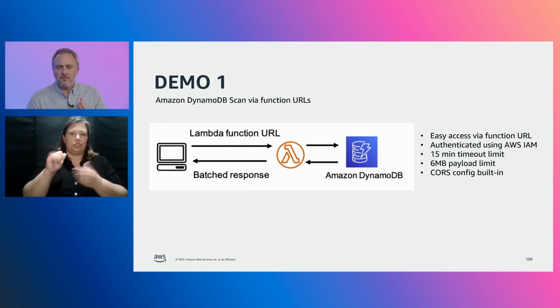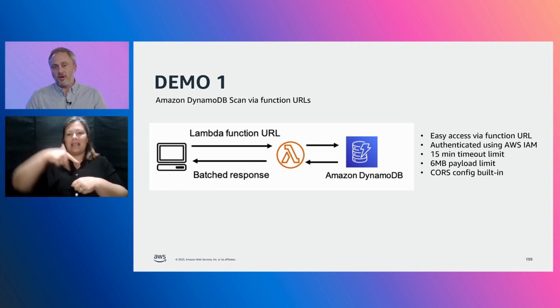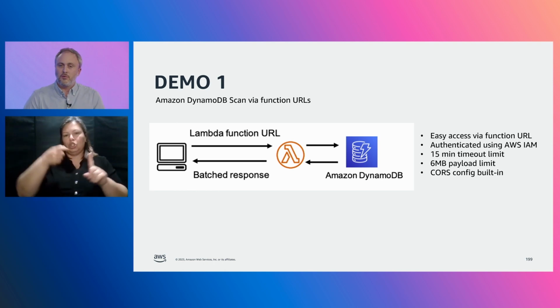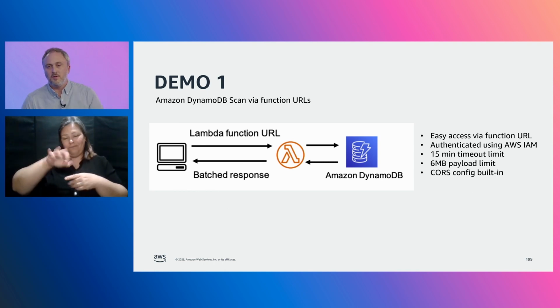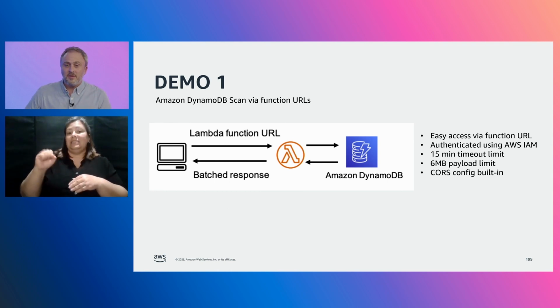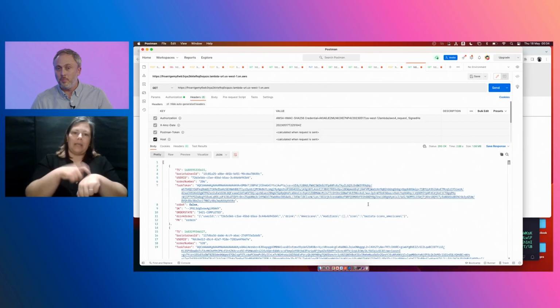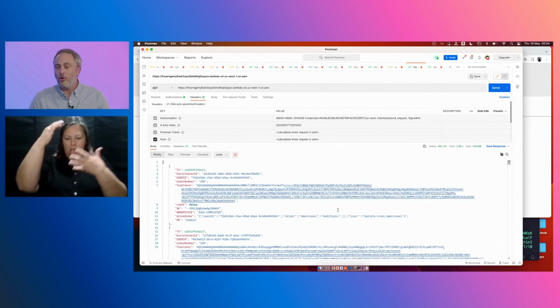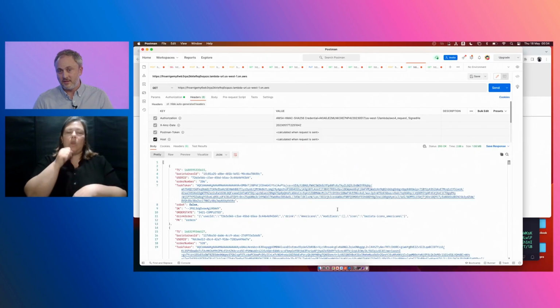I want to do a couple of demos, right? So the first demo I'm going to show you is just very simple. I'm going to use a Lambda function URL to trigger a Lambda function that will run a scan query on my DynamoDB table, right? A scan query takes quite a long time because it actually has to go through the entire table before it can return a response. So it's not always the best way to get data from DynamoDB.